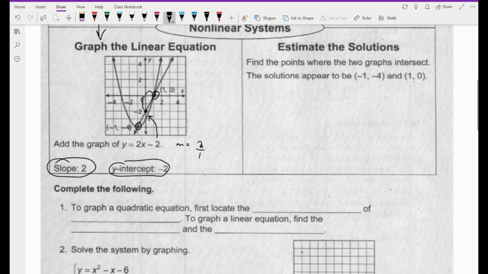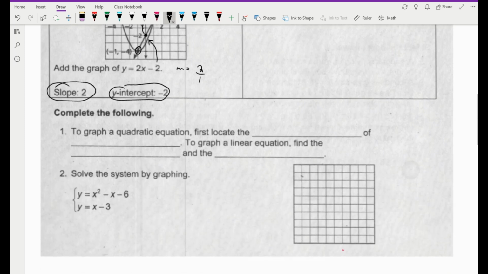Now let's look at the homework. It says to complete the following. Number 1, to graph a quadratic function, first locate the what of what. What should we always find when we're trying to graph a quadratic function? The first thing is always the axis of symmetry.